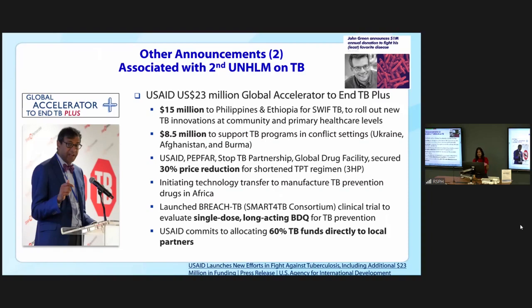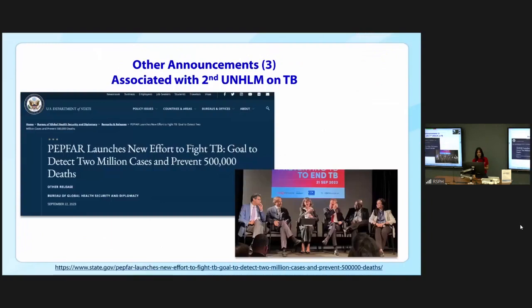And then there's investments in new and simpler regimens for TB prevention. The BREACH TB trial is looking at just a kind of injectable form of TB prevention. We have injectable forms of HIV prevention. People often ask me, why don't we have injectable forms of TB prevention? So we're trying to commit to working towards that, and then committing funds to local partners.